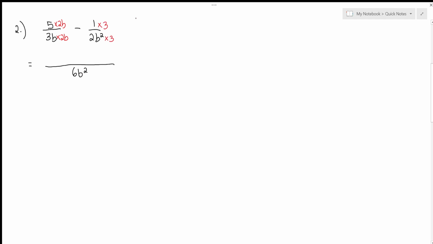So what we do now is we are going to multiply the top, 5 times 2b, which would give me 10b, minus 1 times 3, which would give me 3. So here we have an answer of 10b minus 3. So let's go and have a look at number 3.